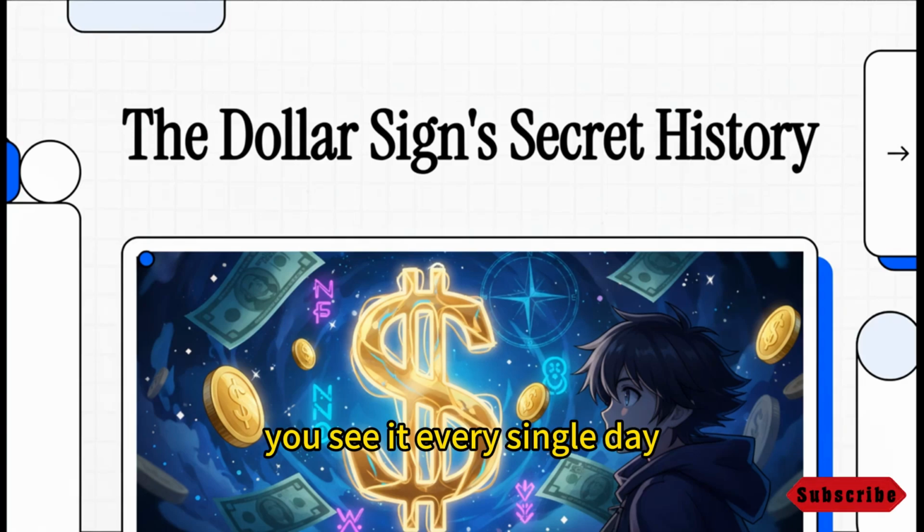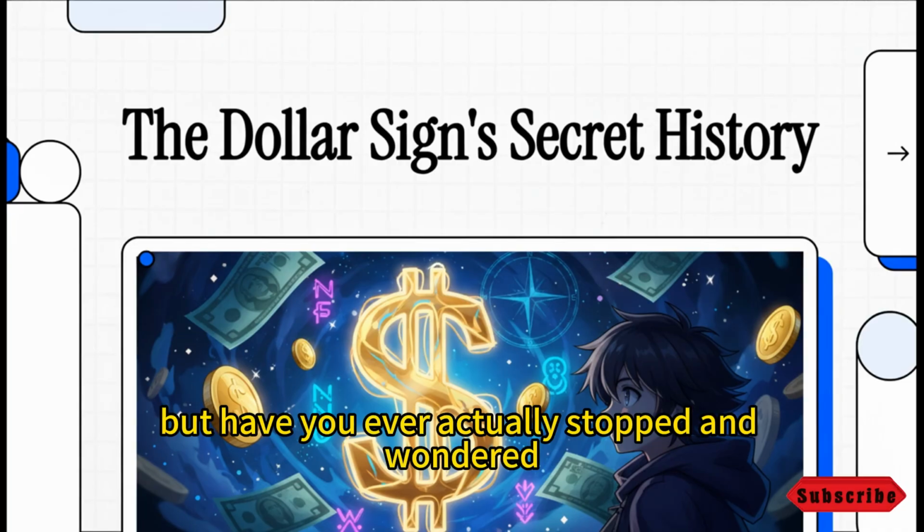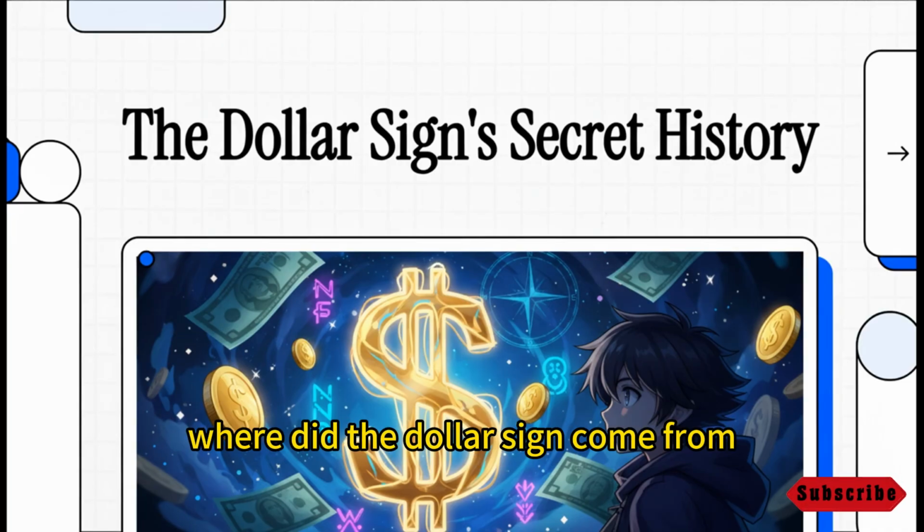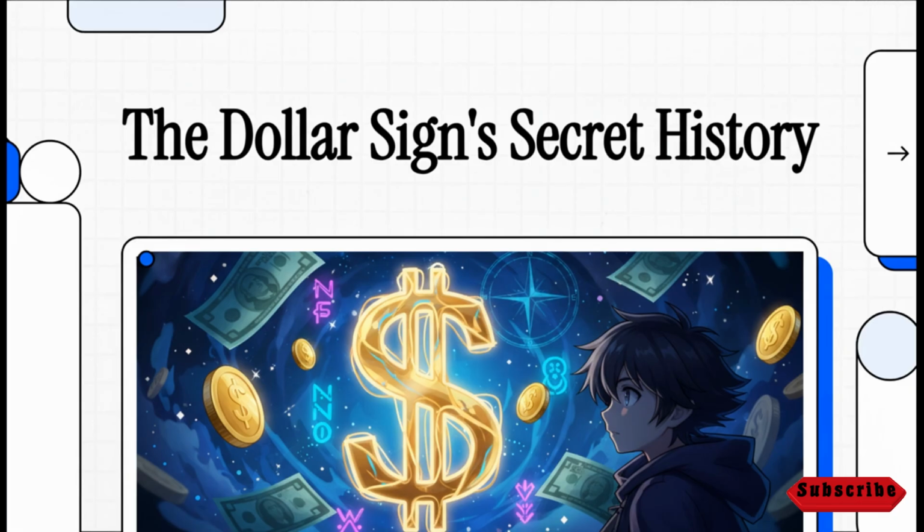You see it every single day. It's on our money, in our apps, it's pretty much everywhere. But have you ever actually stopped and wondered, where did the dollar sign come from? Well, the answer is a whole lot weirder and way more international than you'd probably guess.